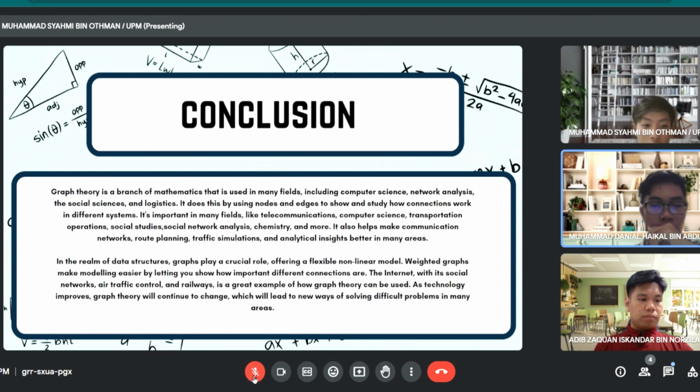In the realm of data structures, graphs play a crucial role, offering a flexible nonlinear model. Weighted graphs make modeling easier by letting you show how important different connections are. The internet, with its social networks, air traffic control, and railways, is a great example of how graph theory can be used. As technology improves, graph theory will continue to change, which will lead to new ways of solving difficult problems in many areas.